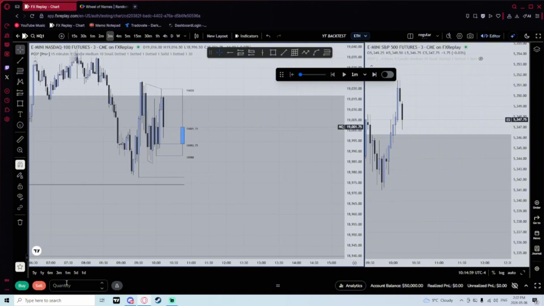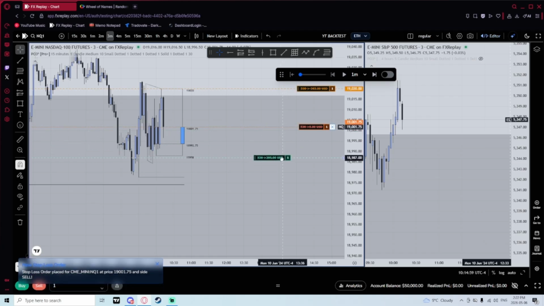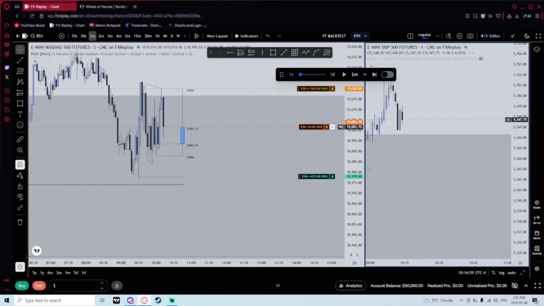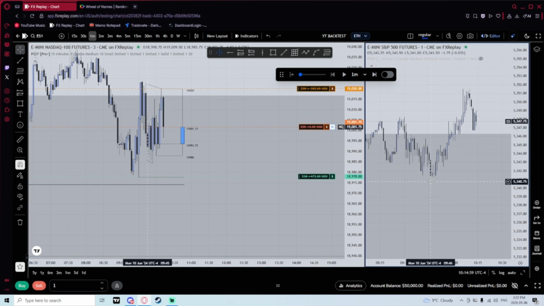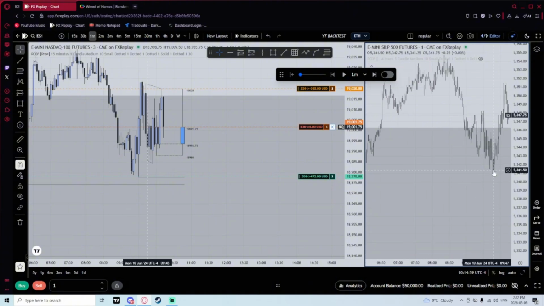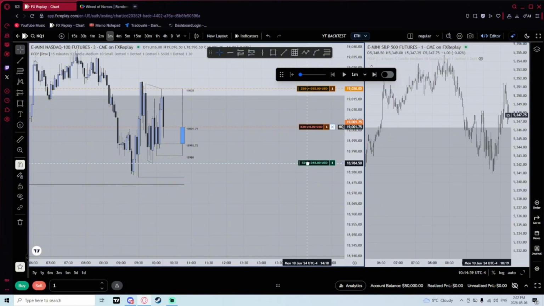Yeah, I'm gonna take this. This is a pretty good setup. Stop loss at the SMT. Probably just take it to there, I'd say. We'll just take it to this low.